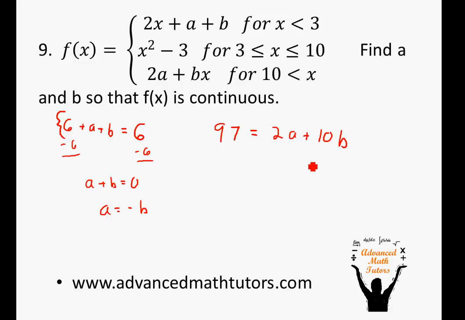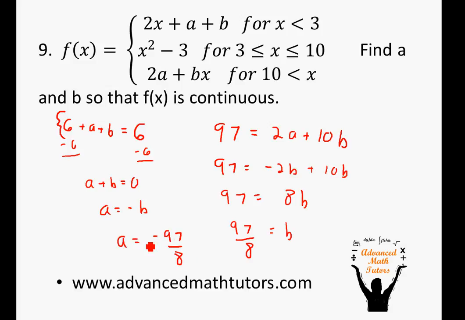Now we got to use that fact to make sure this equation over here is true. So if a is negative b, this equation is going to become 97 is equal to 2a plus 10b. Let me erase that. Here we go. 97 is going to be equal to 2 times a, but a is just negative b. So it's negative 2b plus 10b. So 97 is equal to 8b, which means b is equal to 97 divided by 8. And if b is 97 divided by 8, then a is negative 97 divided by 8. And that is the answer we're looking for. You can plug both of those back in and make sure it works, but I'm fairly confident that it will. Hope I'm not wrong about that one.